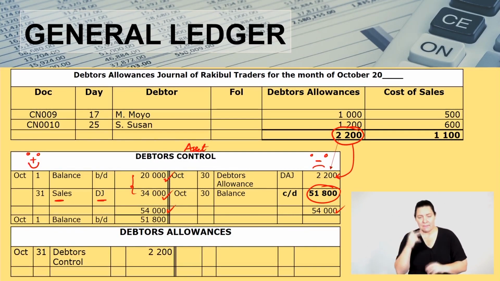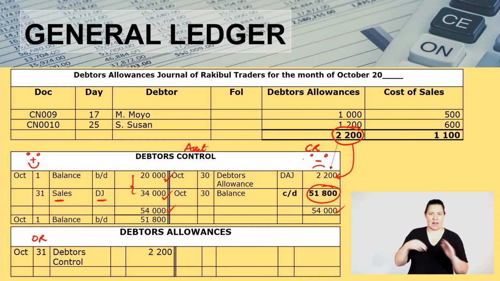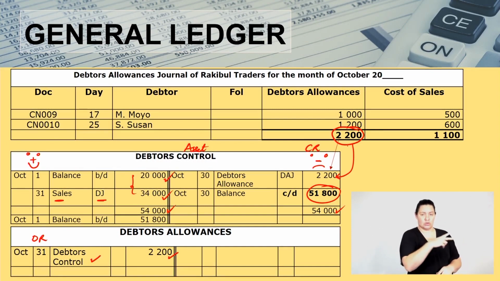But remember, double entry, I must also have what we call the debtors allowances account. And then I am now going to debit it because in the debtors control, I have credited it to fulfill double entry. So come here on the debit side, I'll say debtors control and then 2,200. So this 2,200 has been recorded in two accounts, debtors control as well as debtors allowances. So the question that you now have in your mind is, what then happens to the cost of sales amount? Let's see what to do with the cost of sales amount.